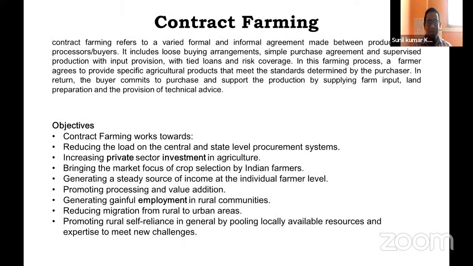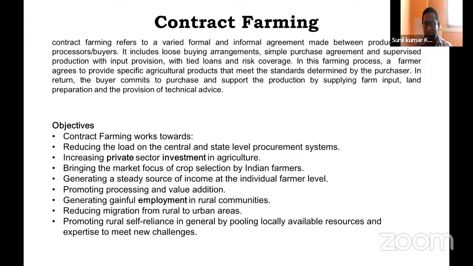Different concepts are coming in the market itself, like the concept of contract farming. Contract farming is a formal or informal agreement between the producer and the buyer. It says, okay, this type of commodities or this type of services you are going to provide, and at this rate or this quality parameter, we are going to purchase your particular commodities. So this type of contract farming is majorly working in the country itself.